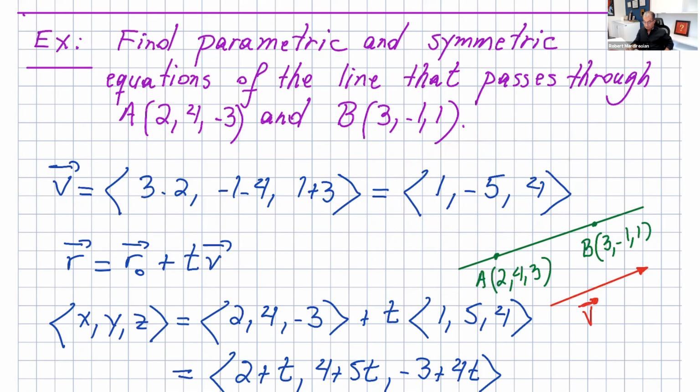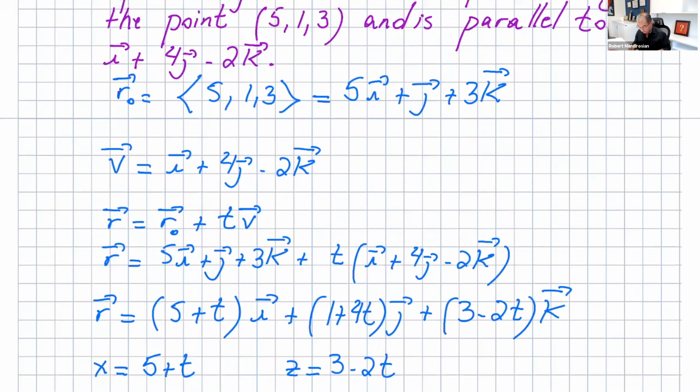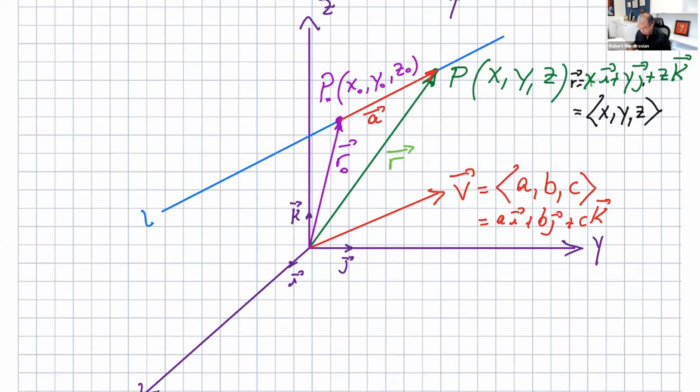Now the vector equation, we know it's r equals r naught plus t times v. The components of r are just x, y, z, and I'm going to go back here again. We have the components of r, it's x, y, z.